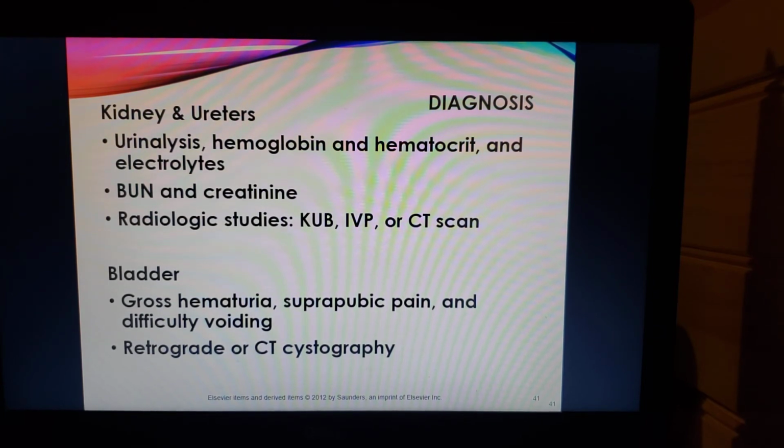For bladder, we would monitor for gross hematuria, suprapubic pain, and difficulty voiding. They may do a retrograde or a CT cystography to get a diagnosis.